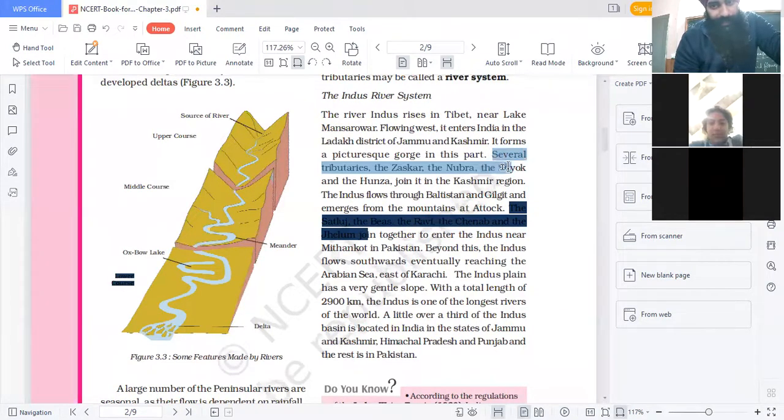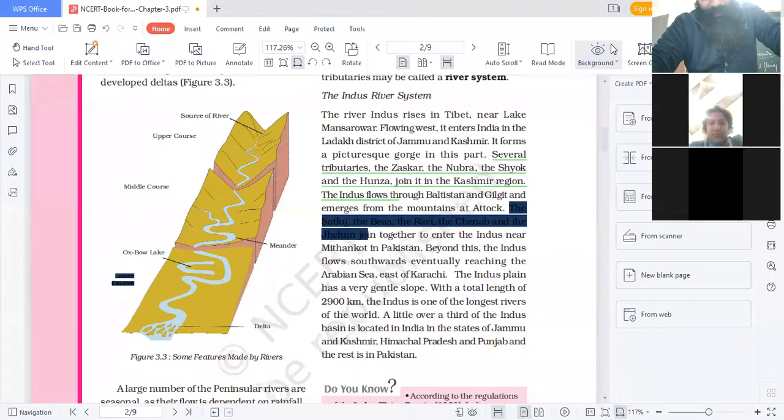The Indus is joined by its tributaries in J and K. The tributaries of Indus in Jammu and Kashmir are Jaskar, Shyok, Hunza and Nubra, from the Karakoram Range. Afterwards, it is joined by the tributaries Shyok, Nubra, Jaskar, and Hunza.